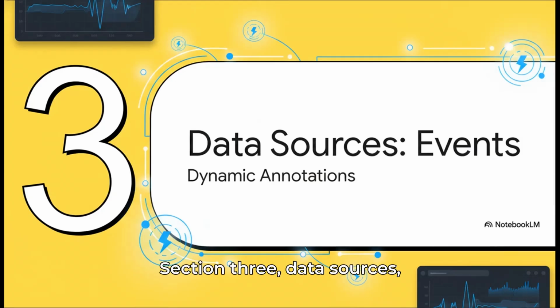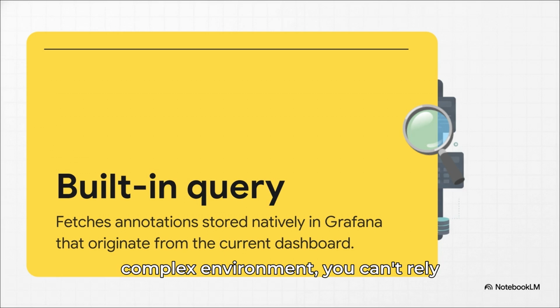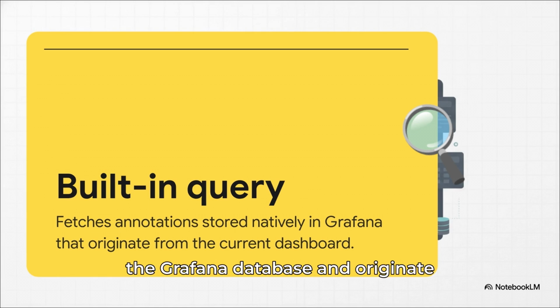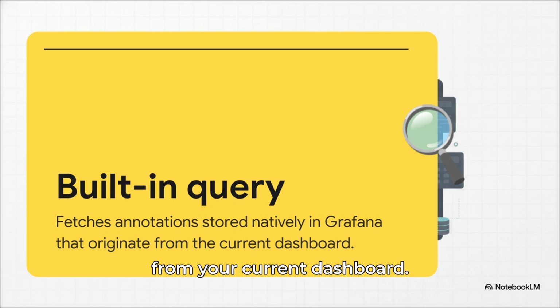Section 3. Data sources, querying events. Of course, in a complex environment, you can't rely entirely on engineers furiously clicking on dashboards. We need to pull those events in dynamically. To do this, Grafana gives us two distinct paths. First up is the built-in query. This just fetches the manual annotations we literally just talked about, which are stored natively right in the Grafana database and originate from your current dashboard.